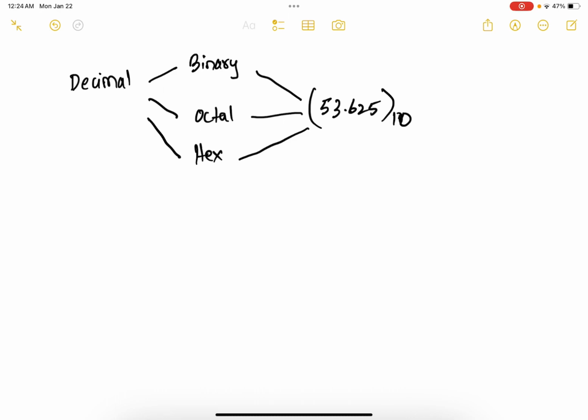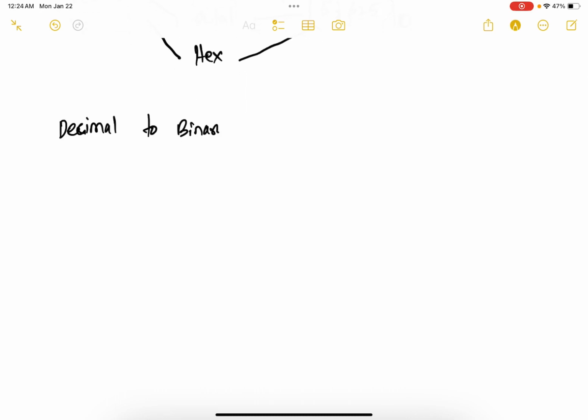So let's take the decimal to binary part. The given number is 53.625, and we would like to convert this into its binary equivalent. So there are two parts to this. The first part is where we have to deal with the non-fractional part, and the second part is where we have to deal with the fractional part. So let's deal with the non-fractional part first.